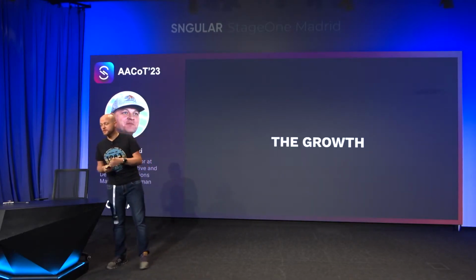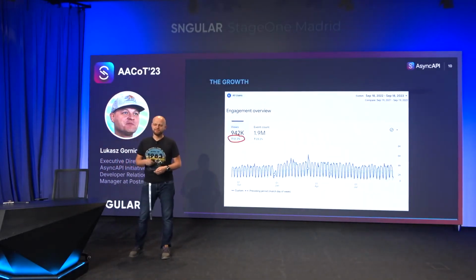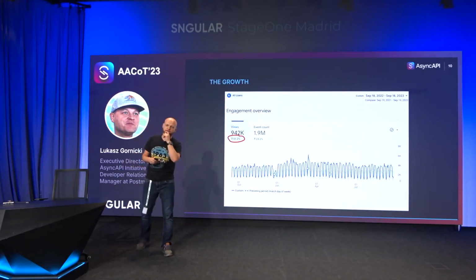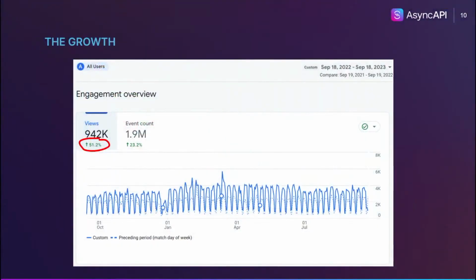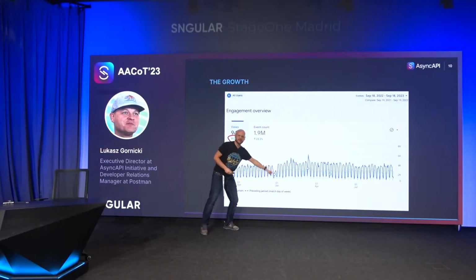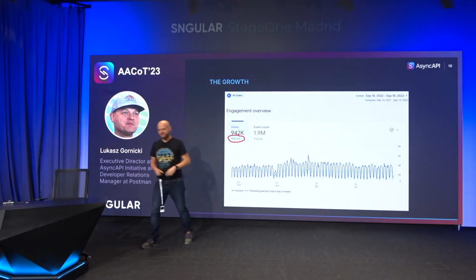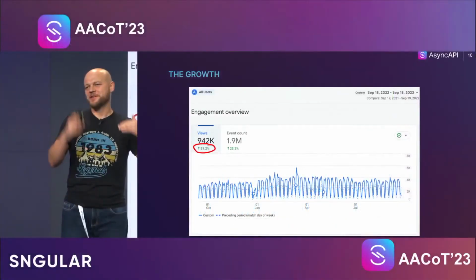Yeah, the growth, it's always best to show some nice diagrams. So a bit of explanation, because Jonas told me that it's not such a fancy diagram. When you see these dotted lines here, they show the previous year's traffic on the AsyncAPI website, and the solid line shows the current year.